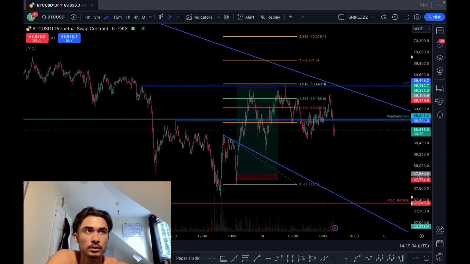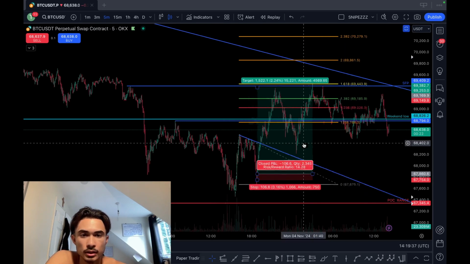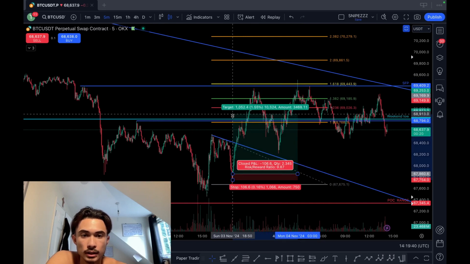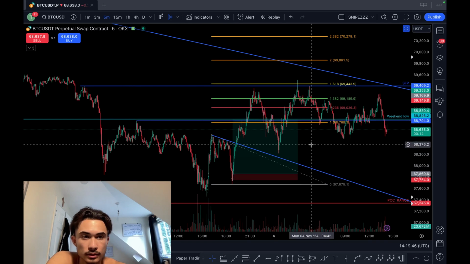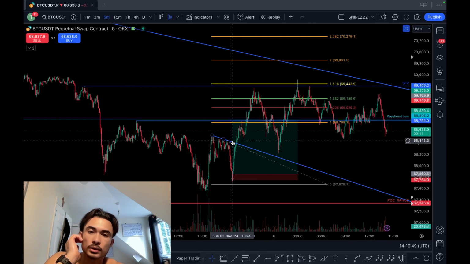But other than that, thanks for watching this high RR trade where I got out at a 1 to 9 instead of a 1 to 14, but 1 to 9 is still good. Getting out at these highs and the weekend's low, as long as the 1 to 1 extension from here.